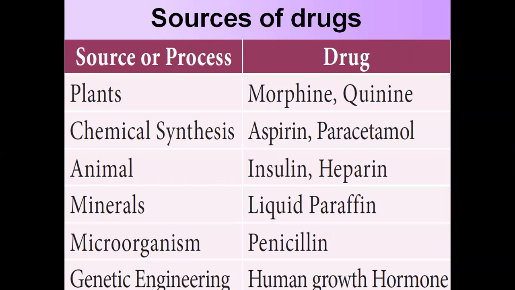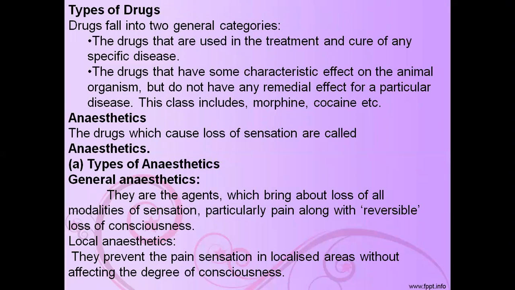Okay, the next one is types of drugs. Drugs fall into two general categories. The first is the drugs that are used in the treatment and cure of any specific disease. The second is the drugs that have some characteristic effect on the animal organism but do not have any remedial effect for a particular disease. This class includes morphine, cocaine, etc.